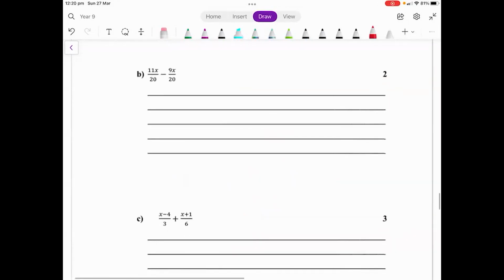Question B, we just subtract the numerators because the denominators are common. That gets you 2x over 20. Then we simplify that, and that becomes x over 10.